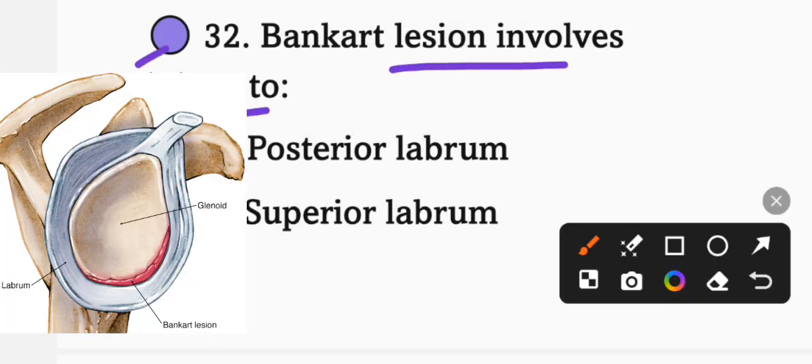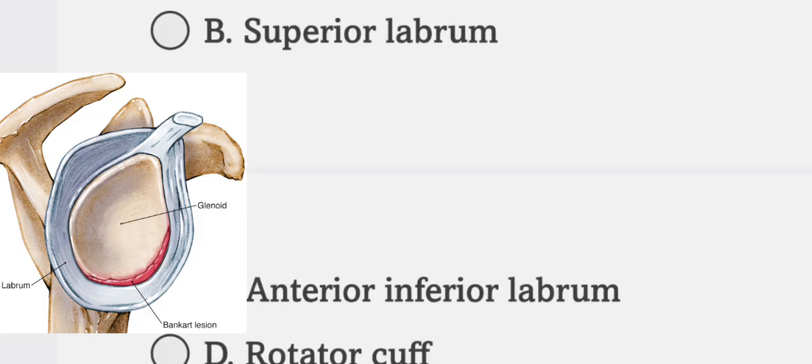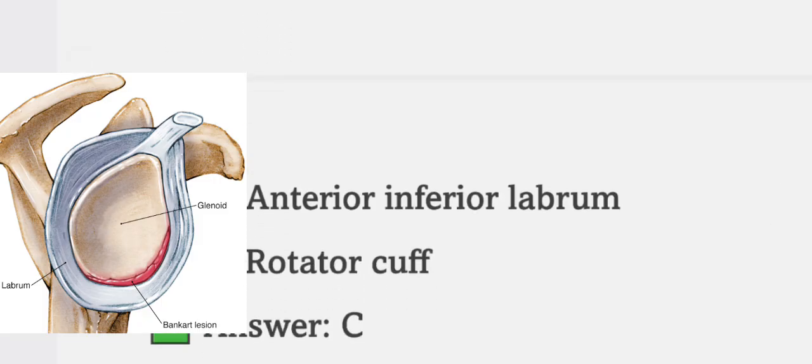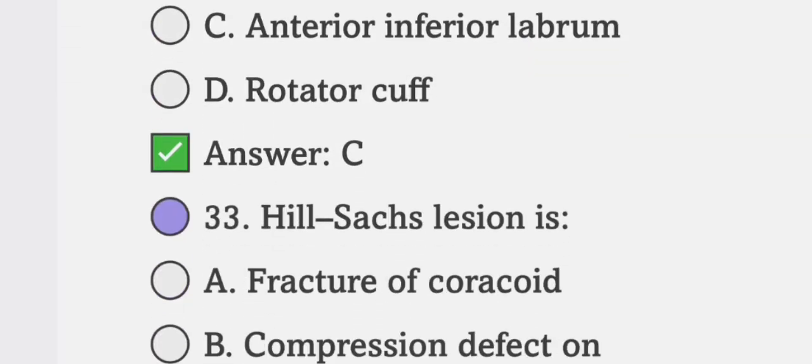Bankart lesion involves injury to. A Bankart lesion is a tear of the labrum, the anterior inferior part of the glenoid labrum. The options given are posterior, superior and inferior, so C option is the correct option: anterior inferior labrum tear. Because of this tear, the shoulder becomes unstable and recurrent dislocations happen.